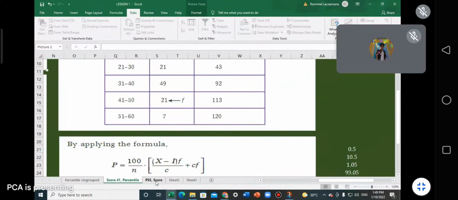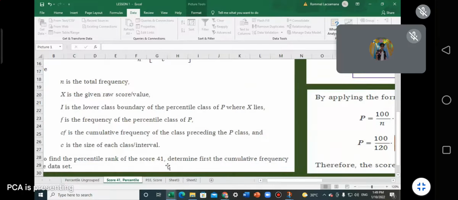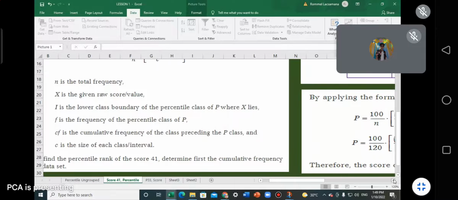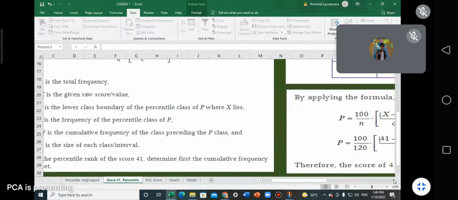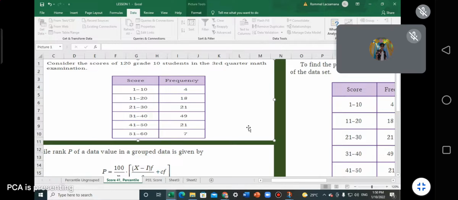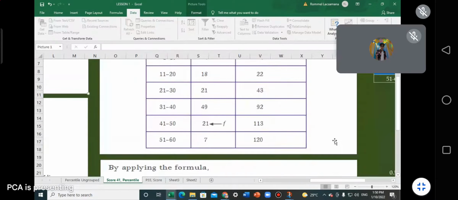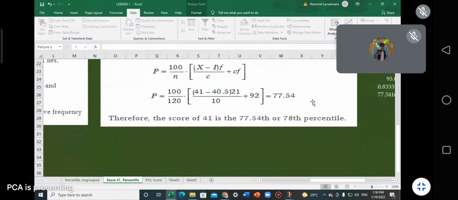Let's have the opposite now here. For this one, 41 is the score. And then we found out the percentile rank of that score 41, for that grade 10 student who took the third quarter examination. We computed it: 77.54, or 78 percentile.